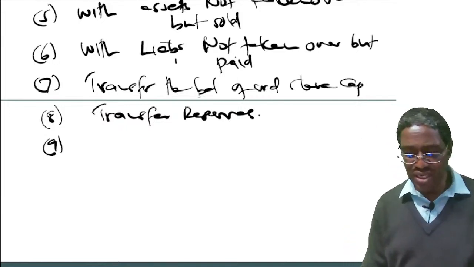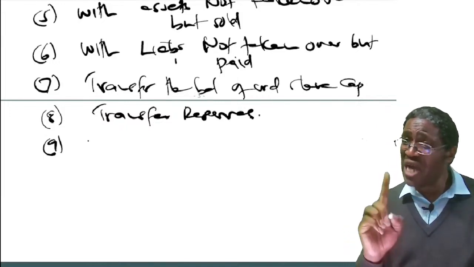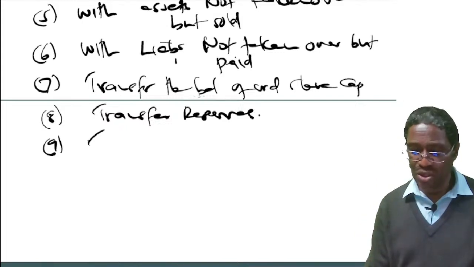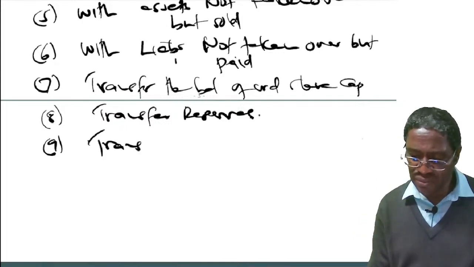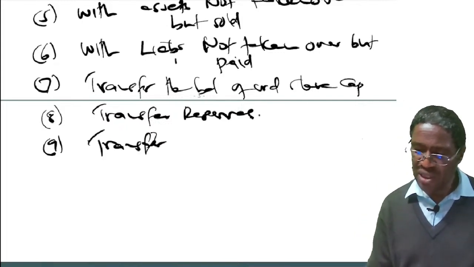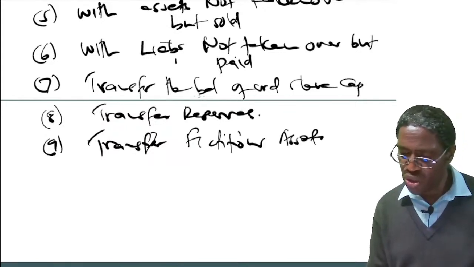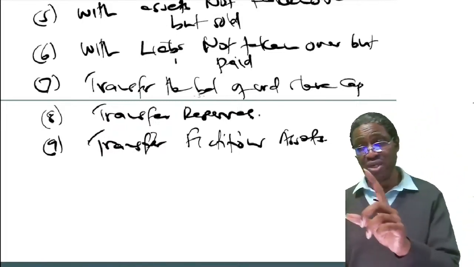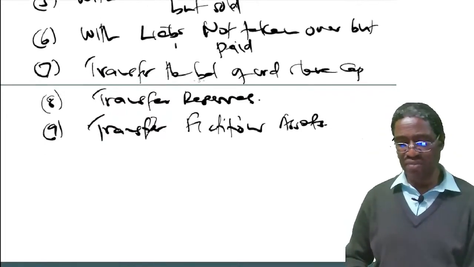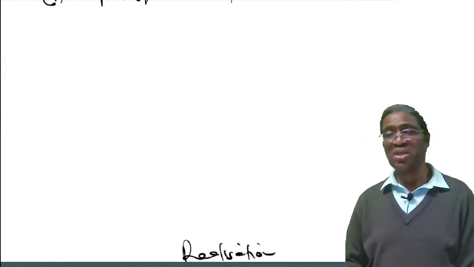So we are saying those assets, we refer to them as fictitious assets. You transfer those fictitious assets to the ordinary shareholders members account.